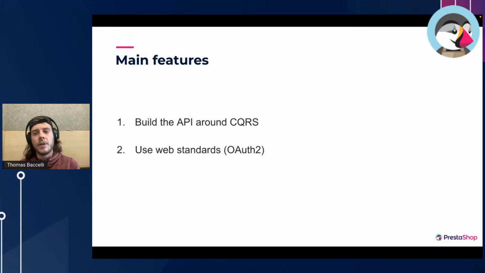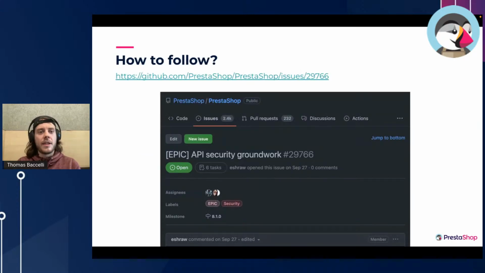And the goal is to use web standards such as OAuth 2 for the authentication. So the demo today is more about the authentication system, OAuth 2, than the global API, because that's only what we've done for now. But you can follow everything related to this new API on GitHub directly. So I linked the Epic issue where everything is linked here.